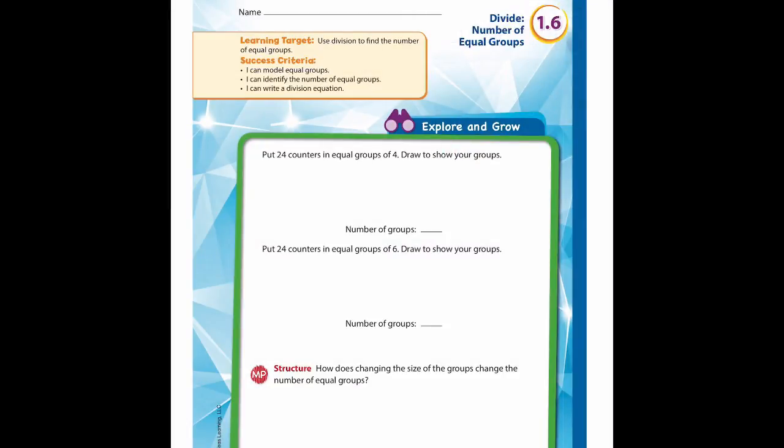Hi, mathematicians. Today we're going to look at lesson 1.6. In lesson 1.6, our learning target is to use division to find the number of equal groups, which is different from lesson 1.5 because we knew how many equal groups, but we needed to know how many went in. So today is a little different. And you know that you're successful when you can model equal groups, you can identify the number of equal groups, and then you can write a division equation.